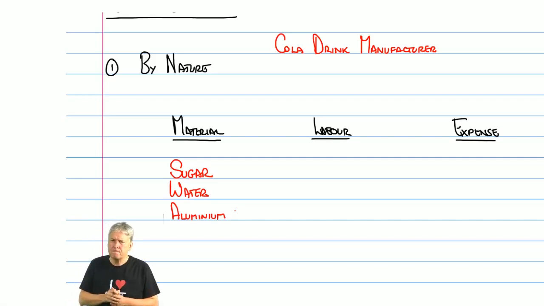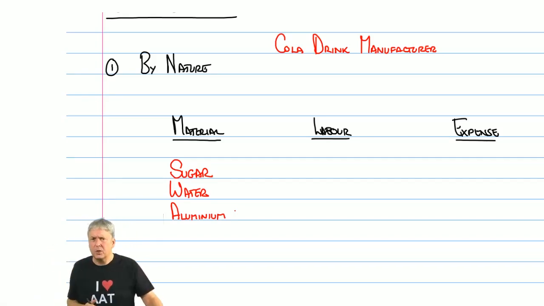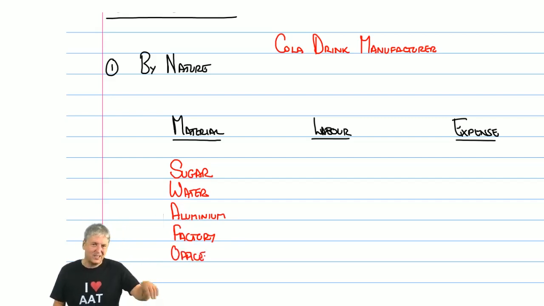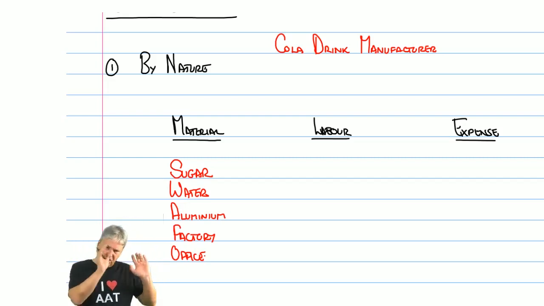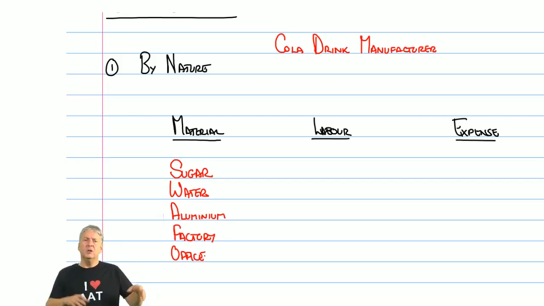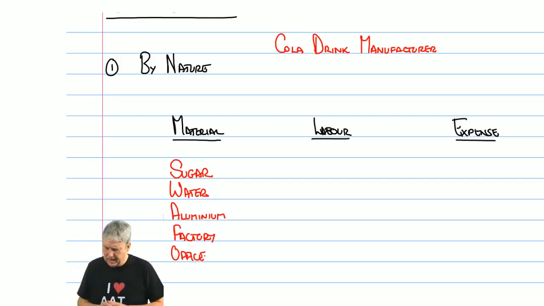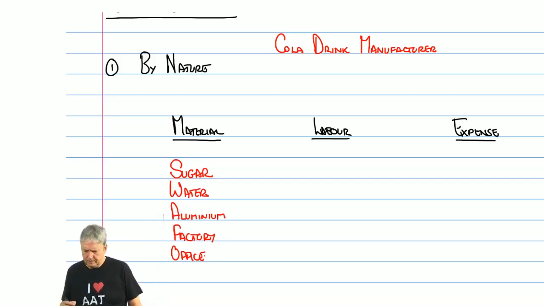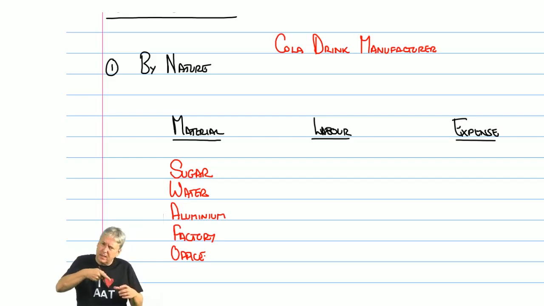Anything else? Well, there are many other materials that we will incur costs on. Things like a factory or a bottling plant. An office. Because these pass the test of can you touch it. I think you can touch an office, can't you? If it fell on you, you would know about it. Okay? Labour. You've got that guy who fills each tin or each can with the filler. Is that the way it works?